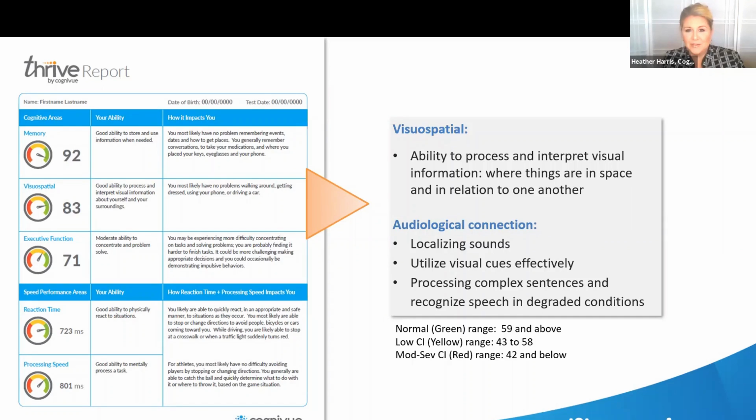Next, we'll talk about visuospatial, which is the ability to process and interpret visual information, where things are in space and in relation to one another. The audiological connection is regarding localizing sounds, utilizing visual cues effectively, and then processing complex sentences and recognizing speech in degraded conditions. Once again, you'll notice the normative ranges at the bottom are different for each domain. Here, a score of 65 would be considered normal, where a 65 on the memory scale is yellow.